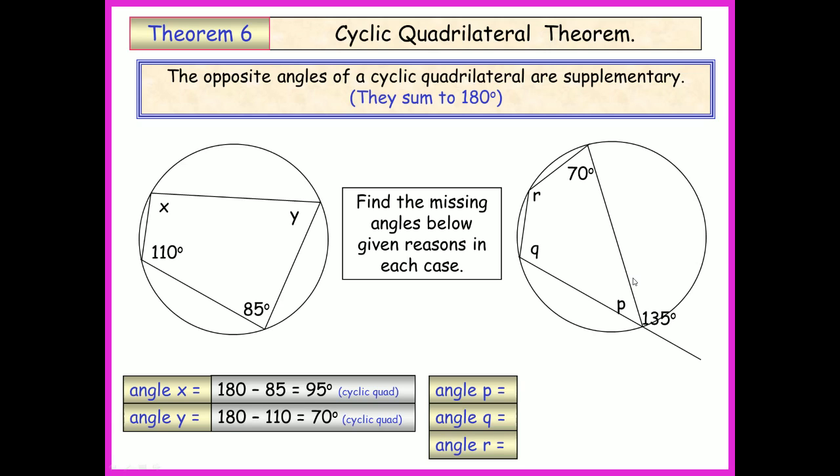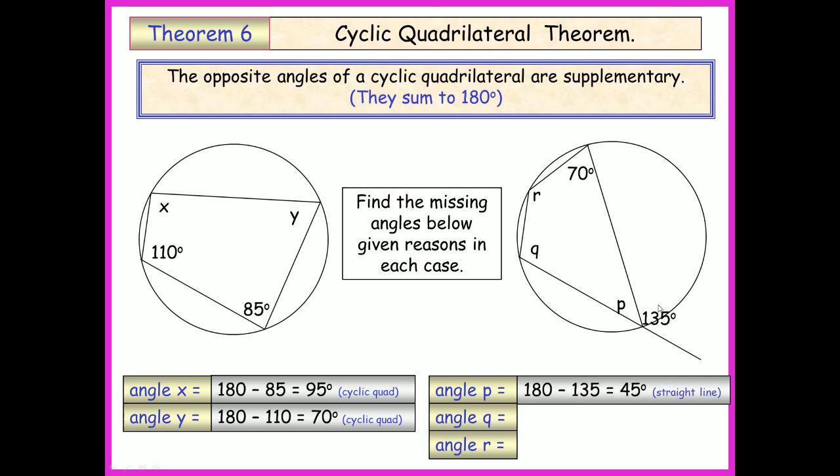In this case here, we have a four-sided quadrilateral. We've got to work out p first. Well, we know we can work out p because we've got a straight line here. 135 plus p is going to give me 180. So if I work that out, I will get that p is 45.